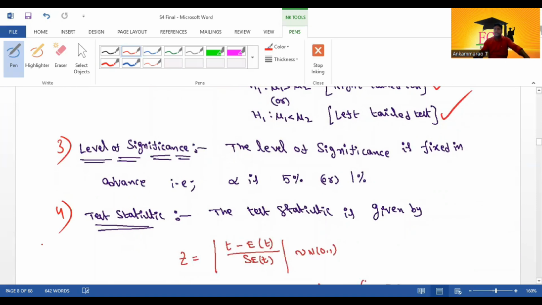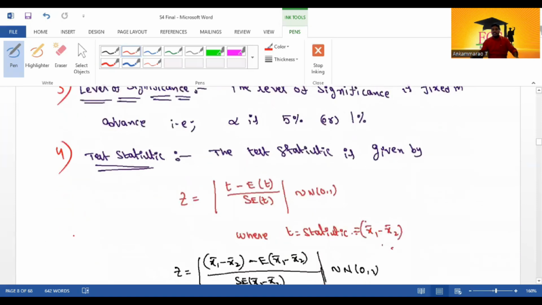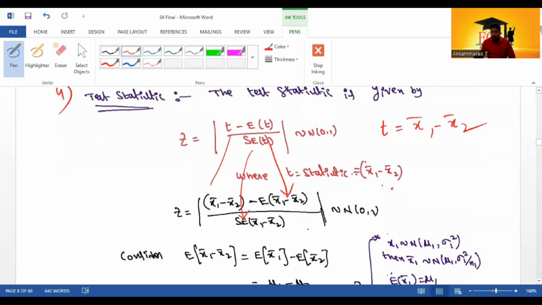The fourth step is test statistic. The test statistic is given by z equal to t minus expectation of t divided by standard error of t. In the previous question we took t equal to only x bar, but since this is difference of two means, we take x1 bar minus x2 bar. Therefore, z equal to x1 bar minus x2 bar minus expectation of x1 bar minus x2 bar divided by standard error of x1 bar minus x2 bar follows N of 0, 1.